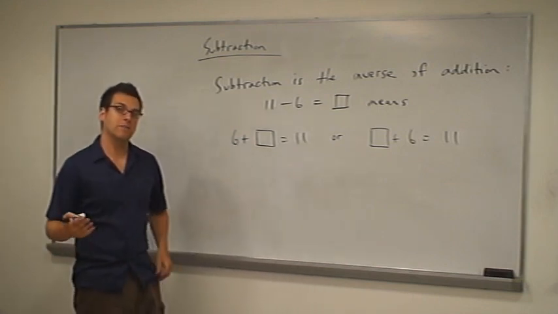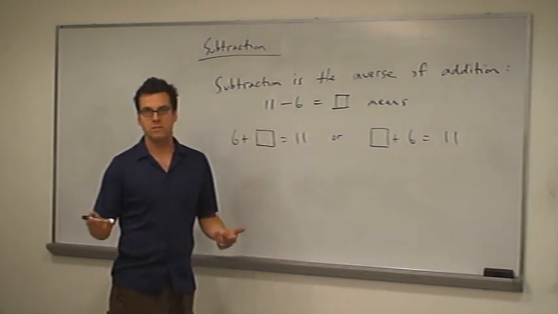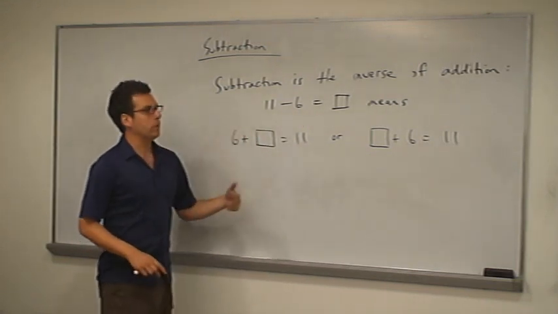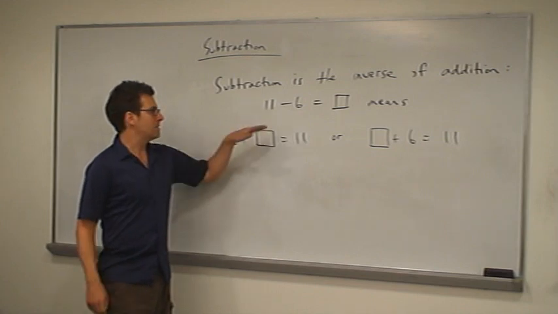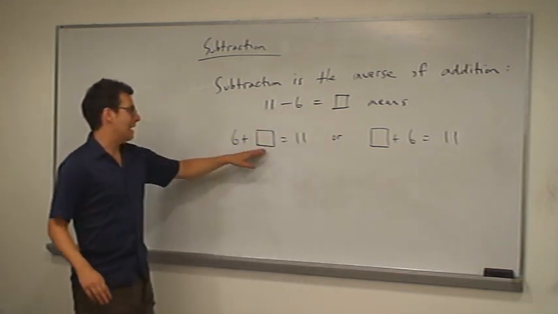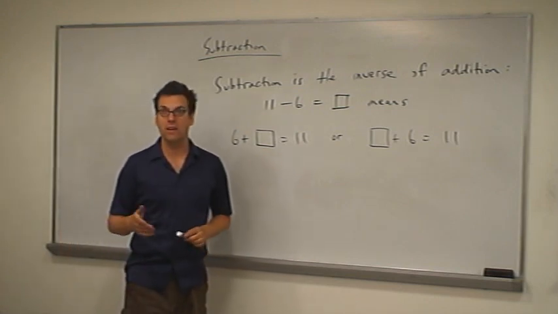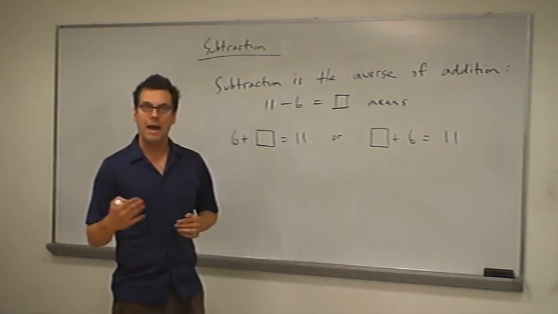So oftentimes at this level we will accompany our precise definitions with number sentences. What we mean by the inverse of addition is that 11 minus 6 is the number that adds to 6 to return 11. Okay? And there are going to be benefits of thinking of subtraction in this way, as we'll talk about in a little bit.